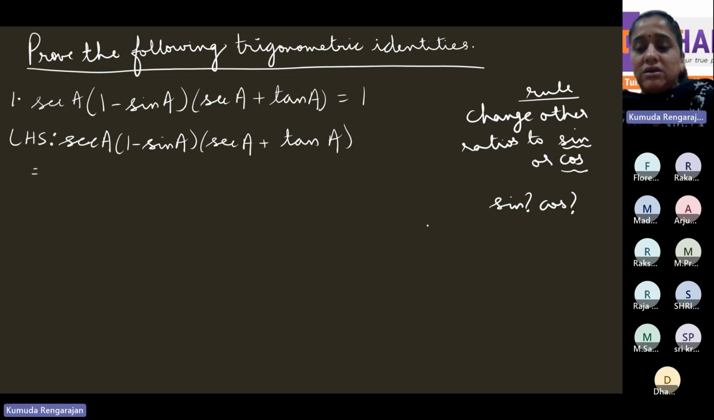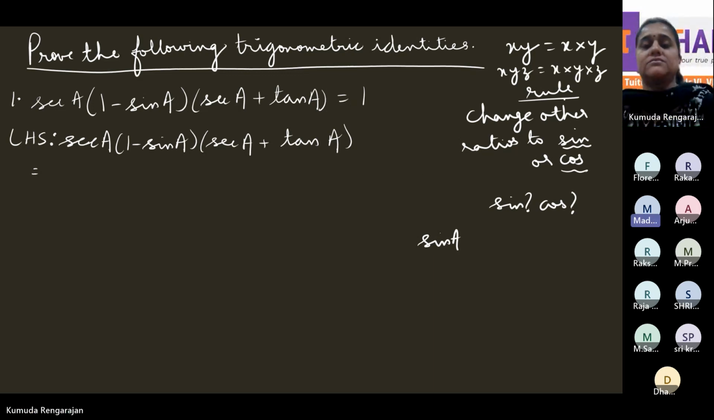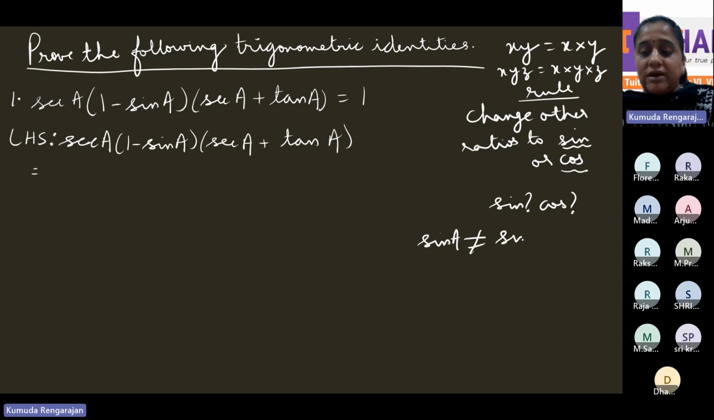Now, one more thing is, children, when we say sine A, in algebra, when we say xy, it is x into y, right? When we say xyz in algebra, it is x into y into z, correct? Yes, ma'am. That's not true with sine A. Sine A is not sine into A. Because as we know, sine does not exist. There's nothing like sine.